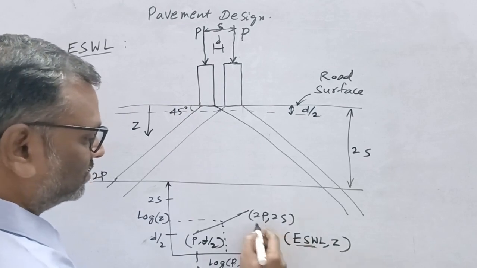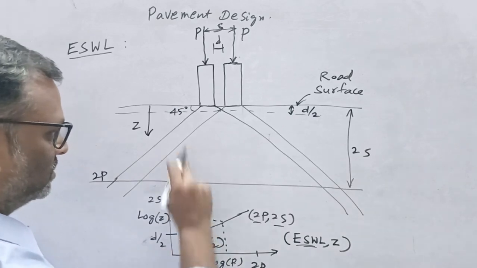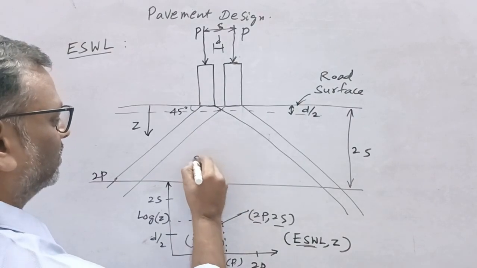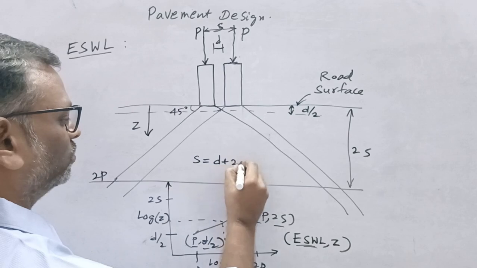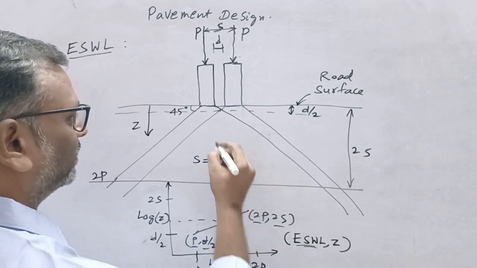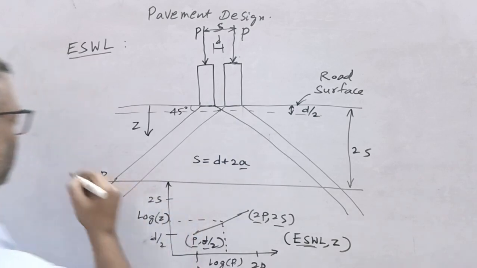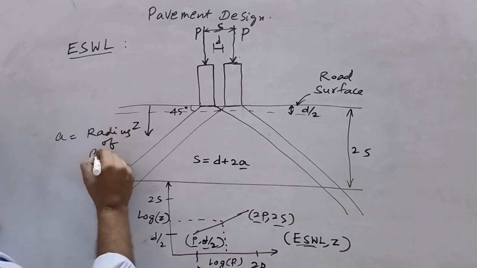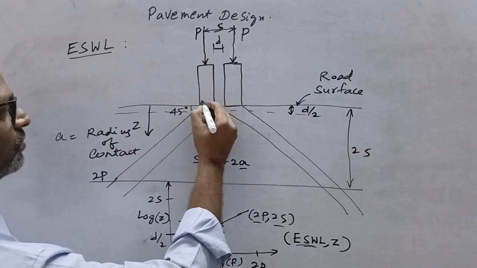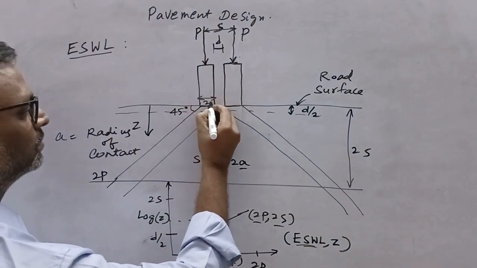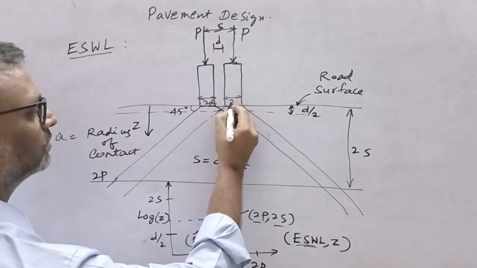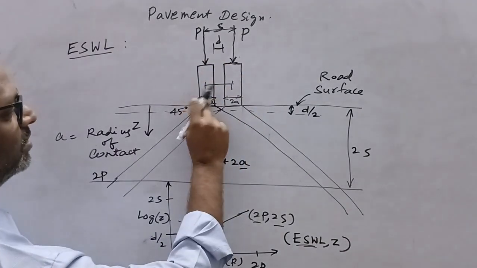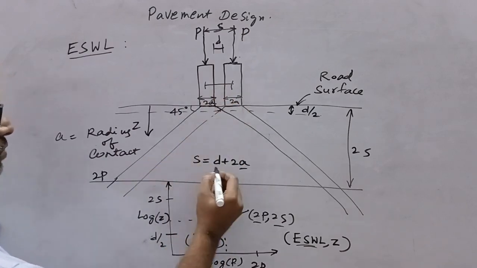So you can find this as we know these two. And see, if the data is not given properly, you can adopt S as D plus 2A. What is A? A is the radius of contact area. So this is 2A, and this is also 2A. Then this S would be D plus A here and A here, D plus 2A.